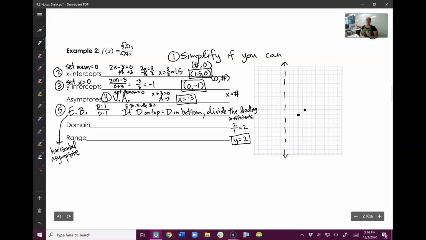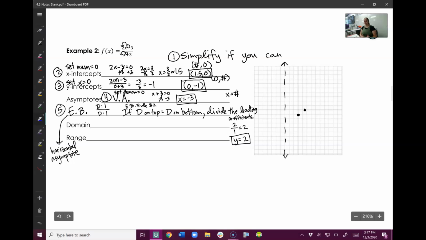And those are the only 2 end behavior rules that we will be doing. There is a rule for when the degree on top is bigger than the degree on bottom, but that's something that they do in honors, so we won't be covering it in our regular class.